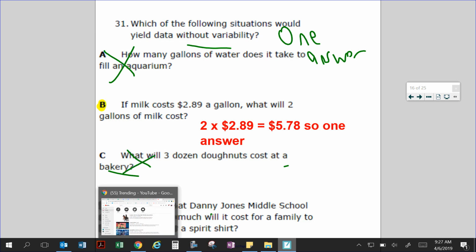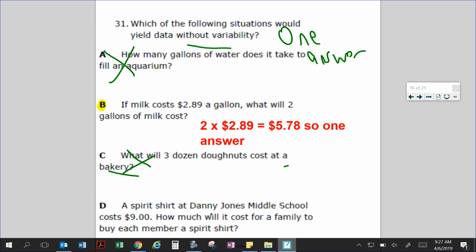A spirit shirt at Danny Jones Middle School costs $9. How much will it cost for a family to buy each member a spirit shirt? How large is the family? If milk costs $2.89, what will 2 gallons cost? I can multiply these two and get exactly one answer.